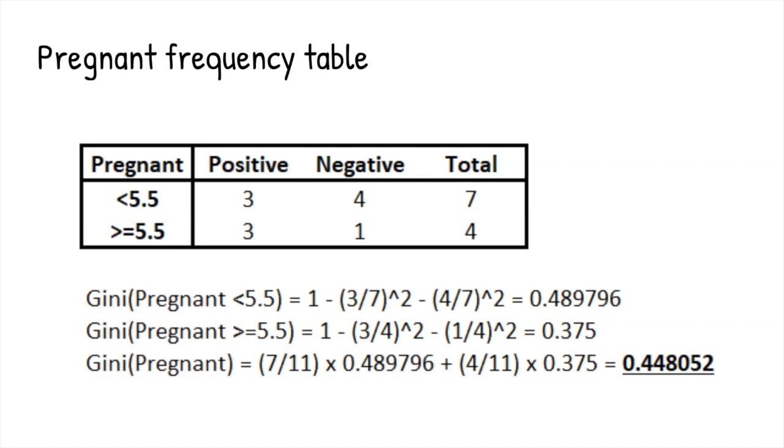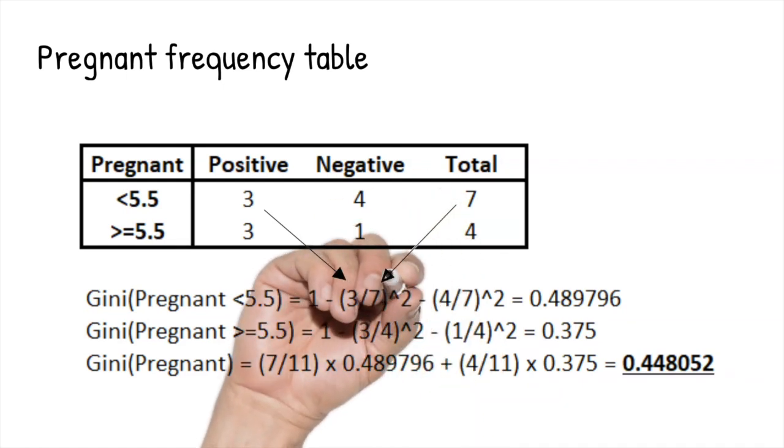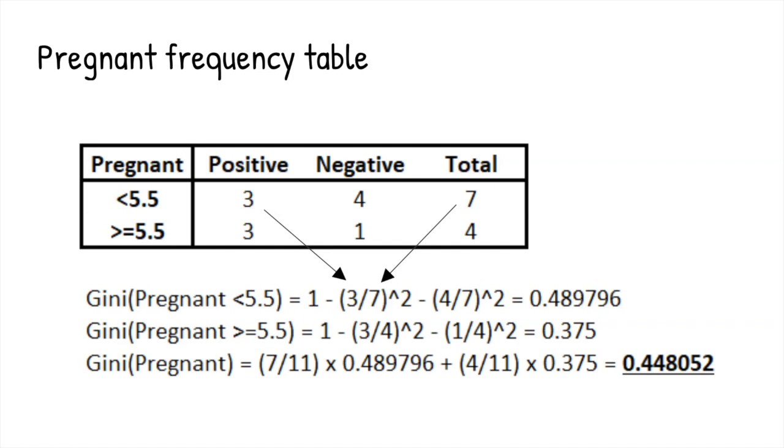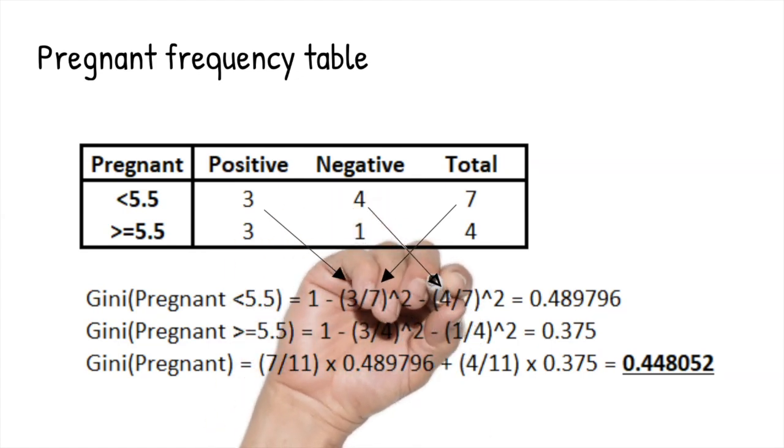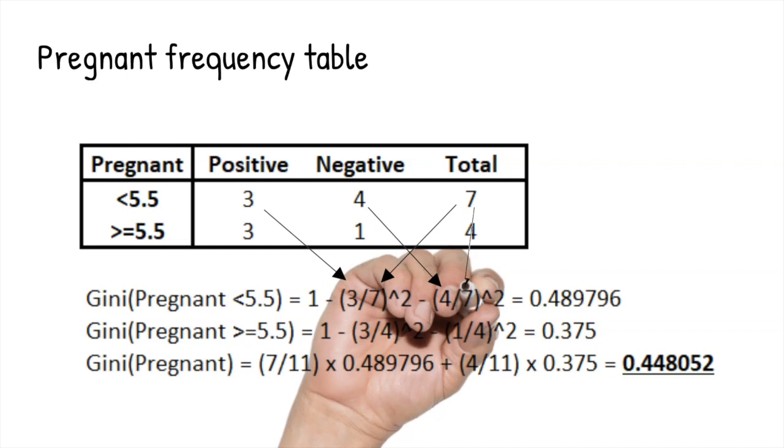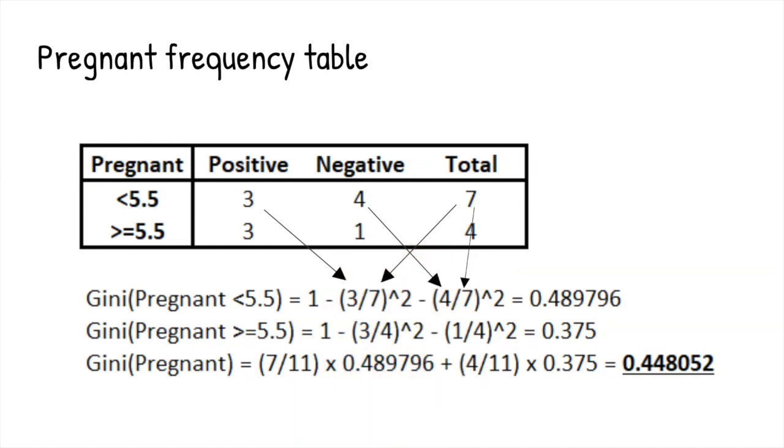Now using this frequency table, we can calculate the Gini index. Gini for pregnant less than 5.5 is going to be equal to 1 minus 3 divided by 7 to the power of 2. 3 because we have 3 positive people, and 7 because we have 7 total people in this class, in this label. Now, minus 4 divided by 7 to the power of 2 because we have 4 negative people and 7 total people in that category. And that Gini index is equal to 0.489796.